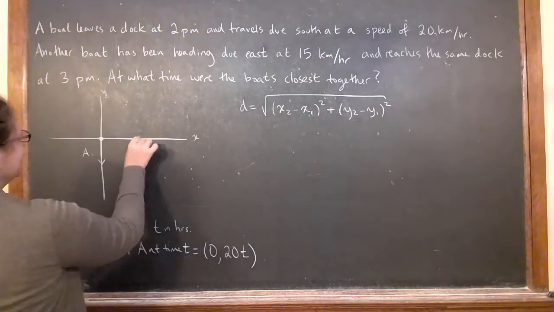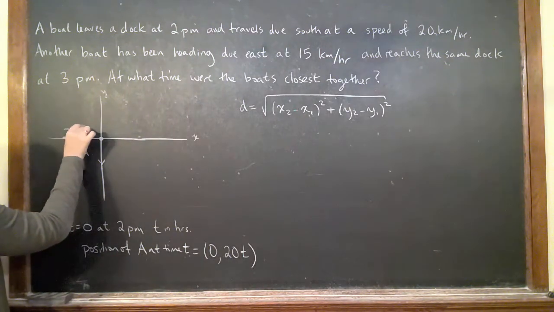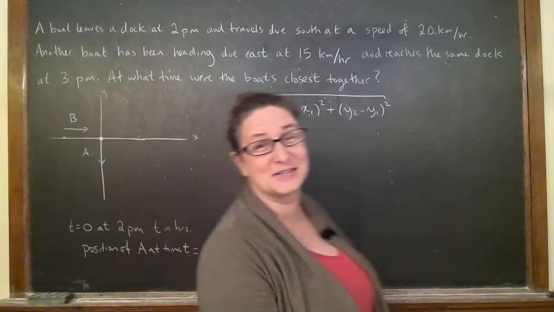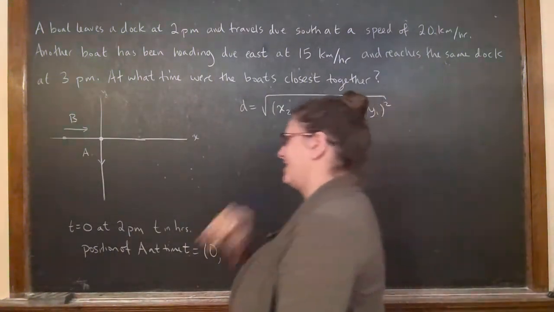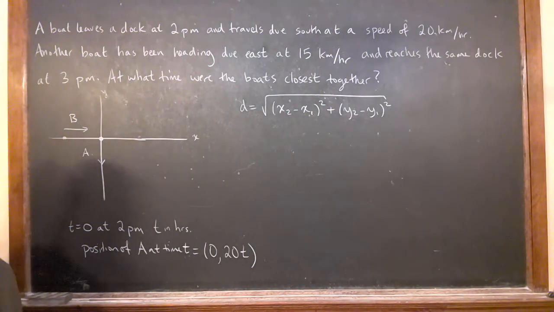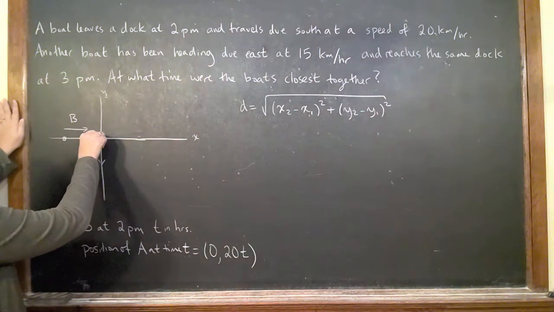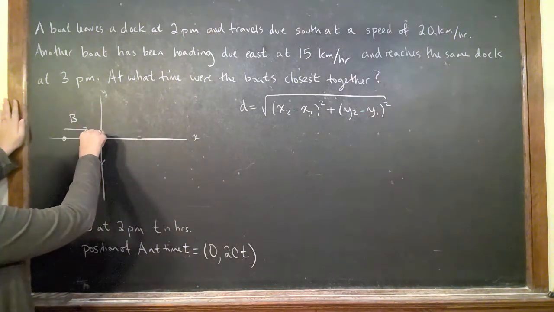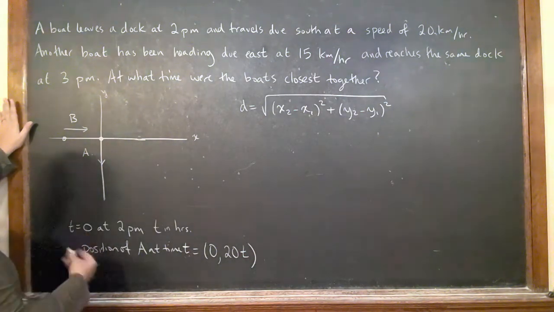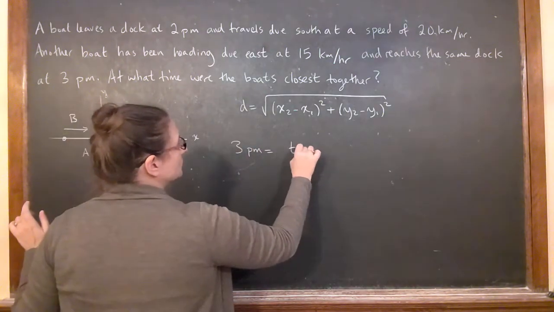Yeah, B is heading east. This is east. I'm glad I noticed that. So B is heading east at 15 kilometers an hour, and B makes it to here at 3 p.m. So 3 p.m. is an hour later than t equals 0. 3 p.m. is t equals 1.